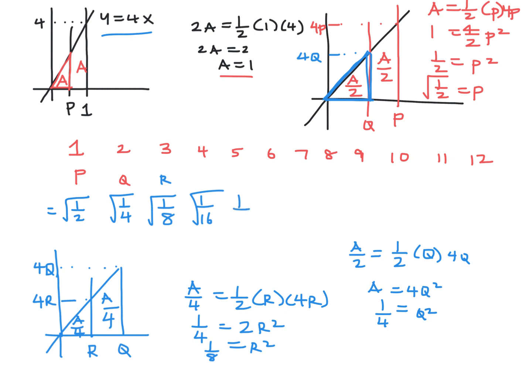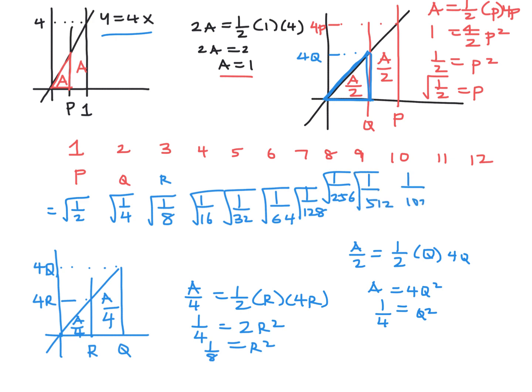And then you guys get the idea. So 1 over 32 square root, 1 over 64 square root, 1 over 128 square root, 1 over 256 root, 1 over 512, 1 over 1024, 1 over 2048, and then the last one would be 1 over 4096. And you're just multiplying by 2 every time. And this one actually is 1 over 64 if you were to calculate it. And there you go. That is the answer to the question.